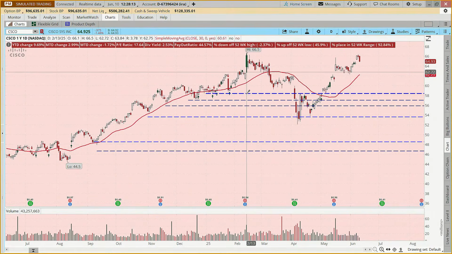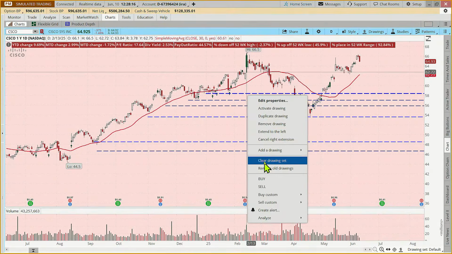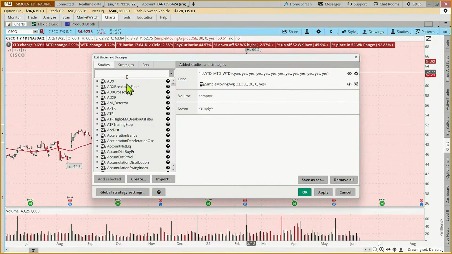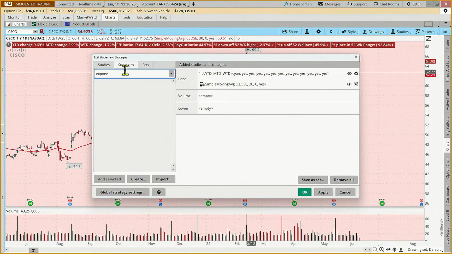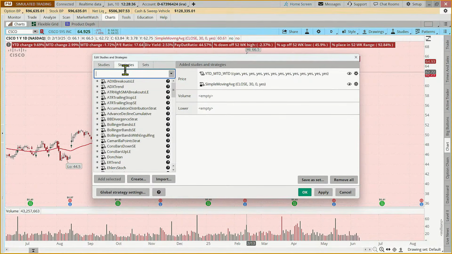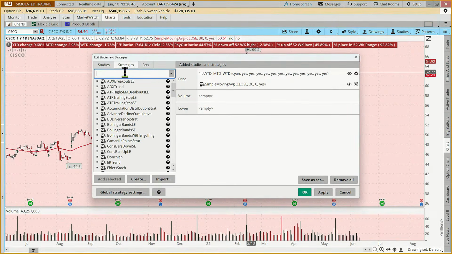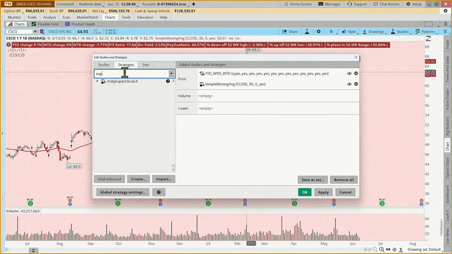Now, one of the things I said I would show you, and I'm just going to clear that drawing set, is if we come to studies and we wanted to add an exponential moving average, exponential or EMA, moving average. I had it up here earlier. I know we can bring an exponential moving average up.